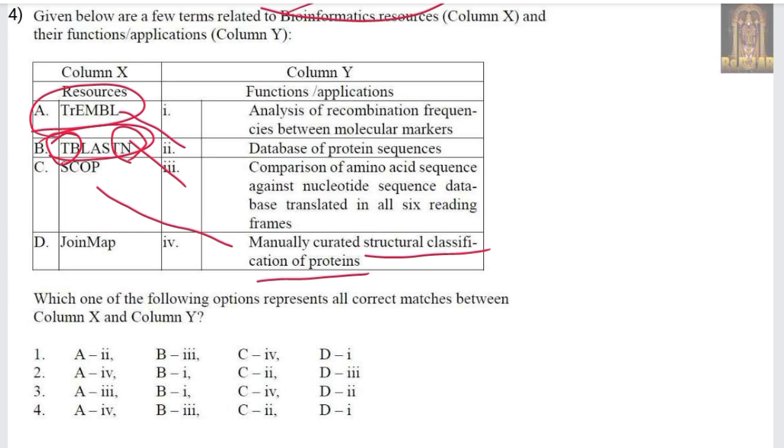And now the last one is JoinMap. This JoinMap is a program for genetic linkage analysis, and we all know there is a relation between the recombination frequency and the genetic linkage. So if the recombination frequency is too high, that means the linkage is low. So the option should be the first one.